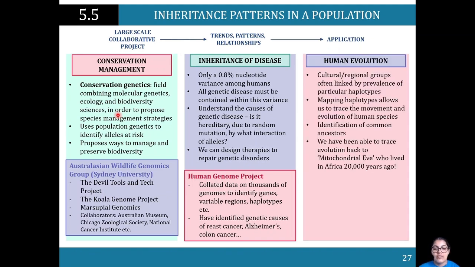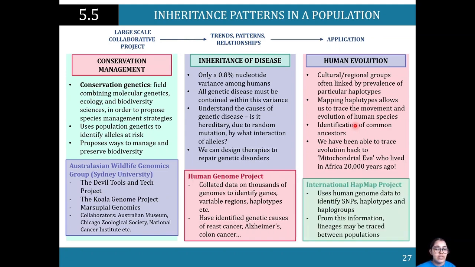Alrighty, looking at human evolution. Finally, we know that cultural and regional groups are linked by the prevalence of particular haplotypes. So essentially we're linked by these particular groups of similar genetic sequence, and we can map that to trace the movement and evolution of the human species. We've actually been able to do that to determine the origins of mitochondrial Eve, who we said lived in Africa 20,000 years ago.